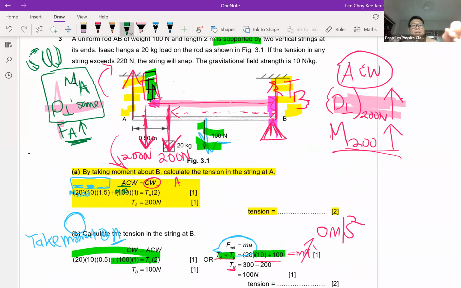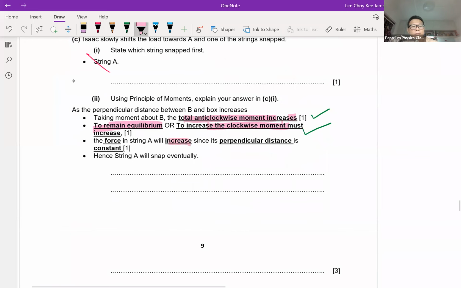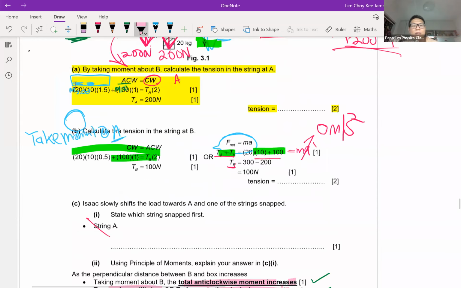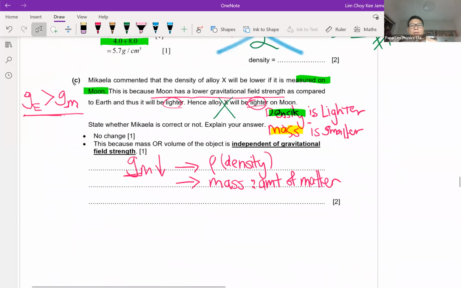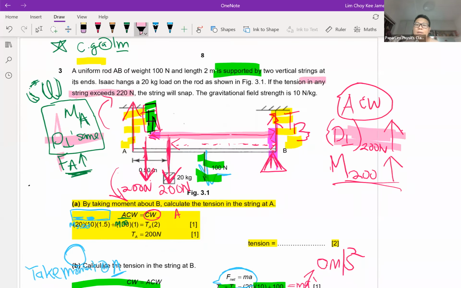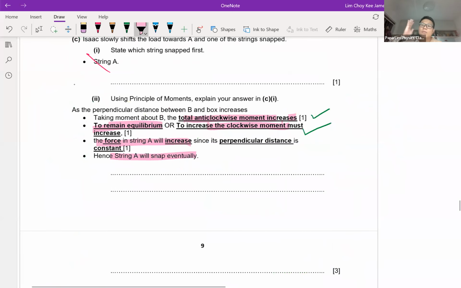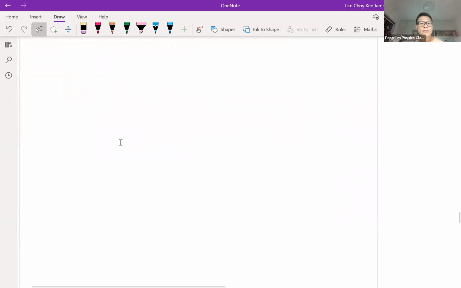And the bad thing about this is that when force A increases, it will snap eventually, because the question says the string can withstand up to 220, so it will snap. So as the box moves nearer to A, the force in A has to increase because the clockwise moment has to increase to maintain equilibrium, and eventually the string at A will snap. So this is one of the problems that we are looking at.